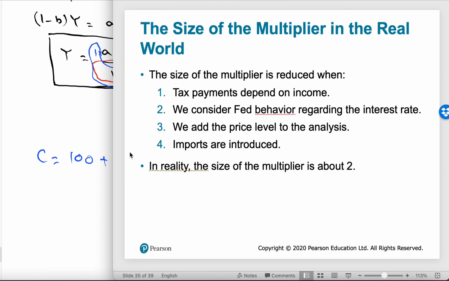And how is the multiplier size changing? The multiplier size in reality is not only affected by the exogenous variables explained in this model. Tax might be involved, imports and exports might be involved, the price level might be involved. So in reality, the multiplier is somewhat smaller than the number 4 in this example. And in the US economy, empirical studies show that it is about 2.